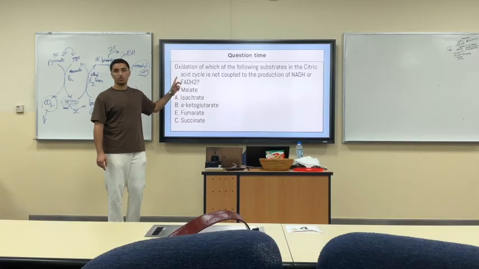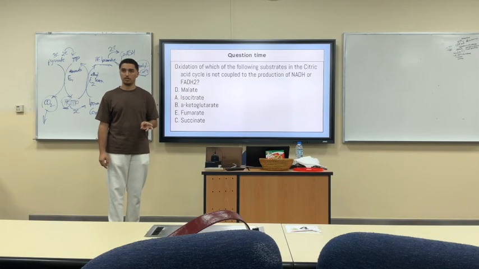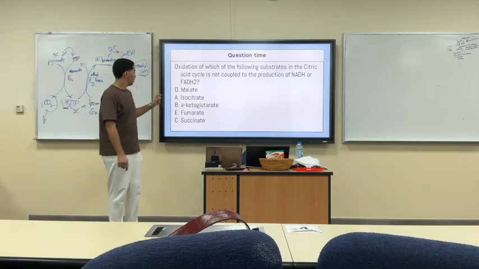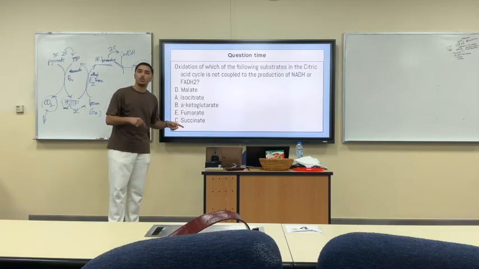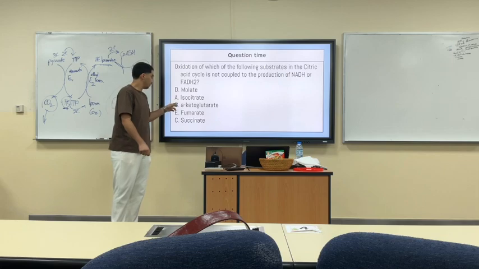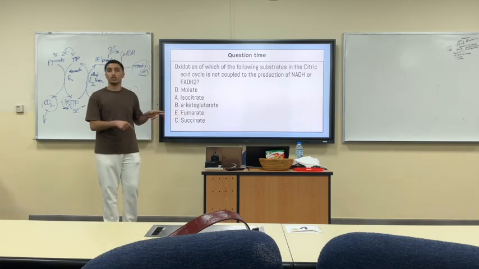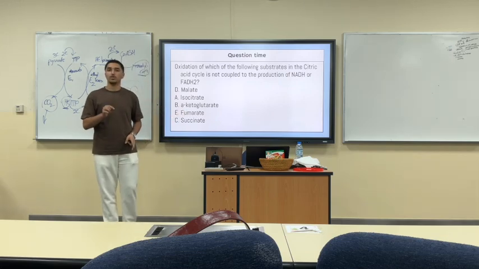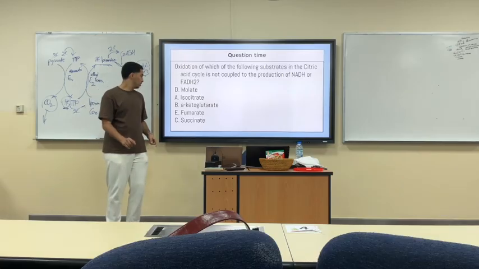Malate is converted into oxaloacetate in an oxidation reaction, so we produce NADH. Isocitrate is converted into alpha ketoglutarate in an oxidative decarboxylation, so you produce a molecule of NADH. Alpha ketoglutarate is converted into succinyl-CoA in an oxidative decarboxylation, so you also produce NADH.